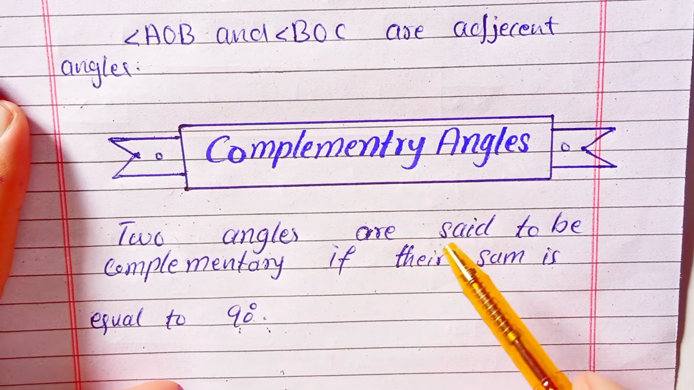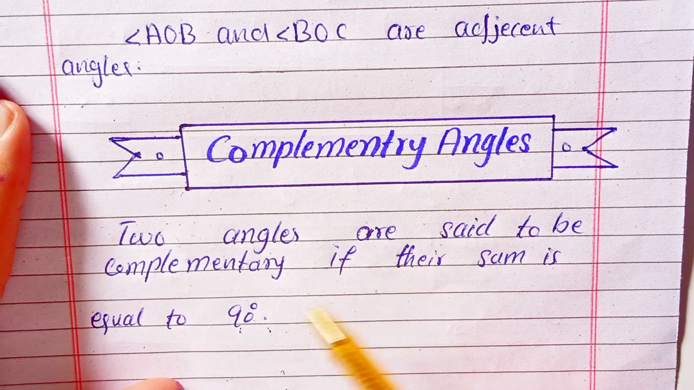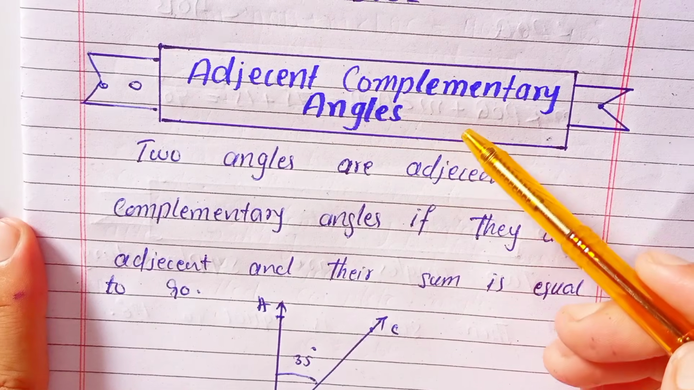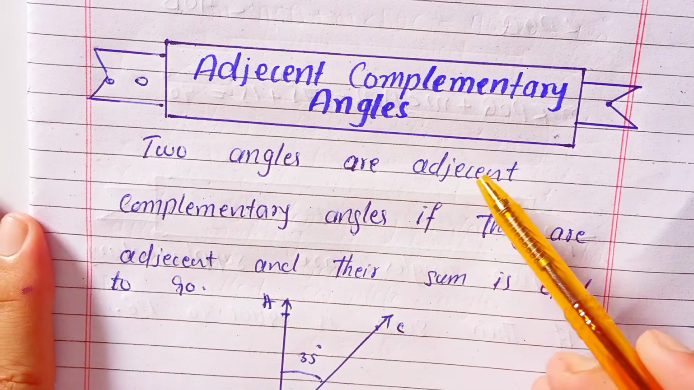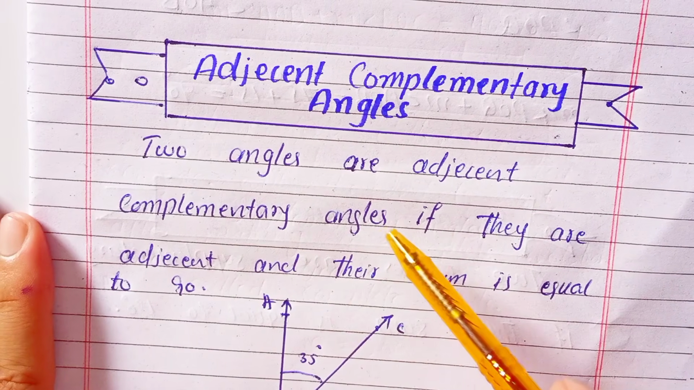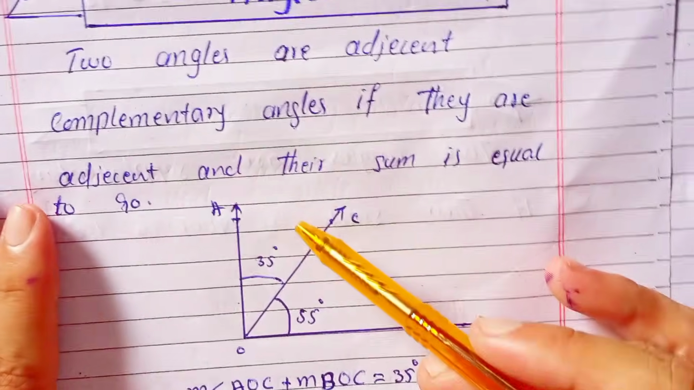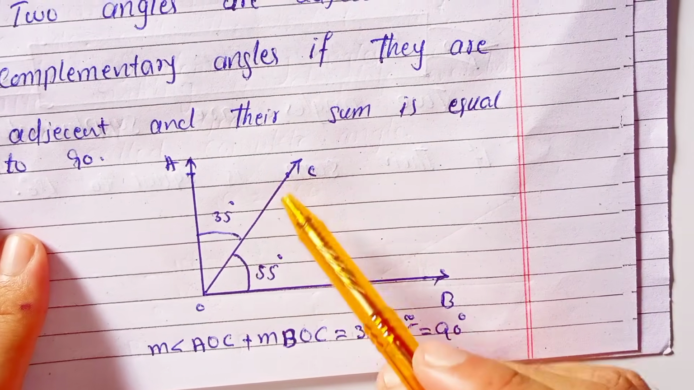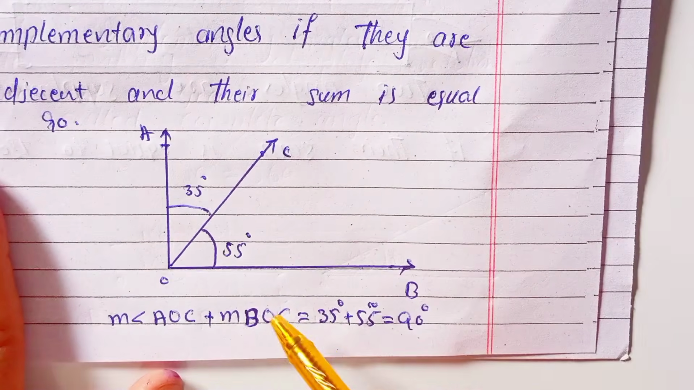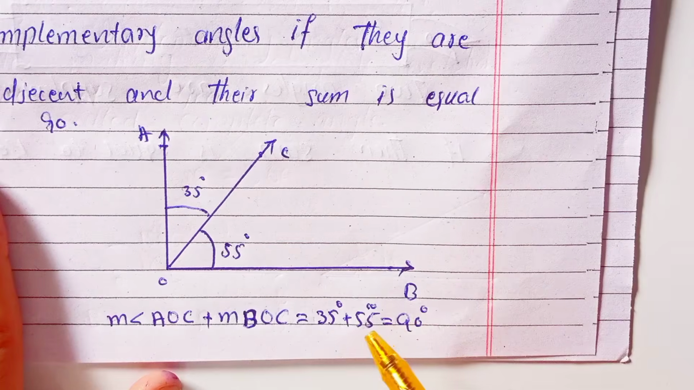Complementary angle. Angles are said to be complementary if their sum is equal to 90. Adjacent complementary angles. Two angles are adjacent complementary angles if they are adjacent and their sum is equal to 90. For example, AOC and BOC are adjacent complementary angles because their sum is equal to 90.